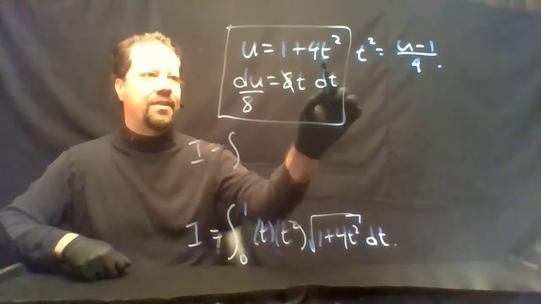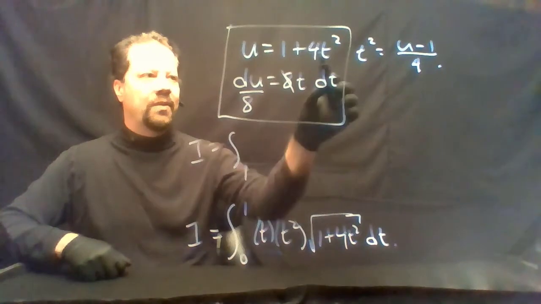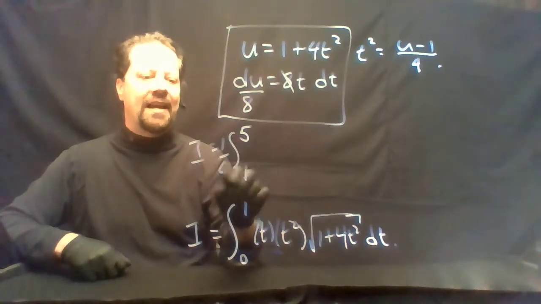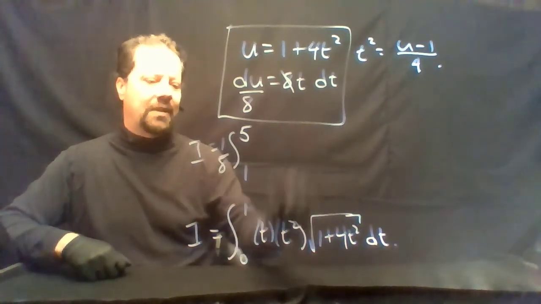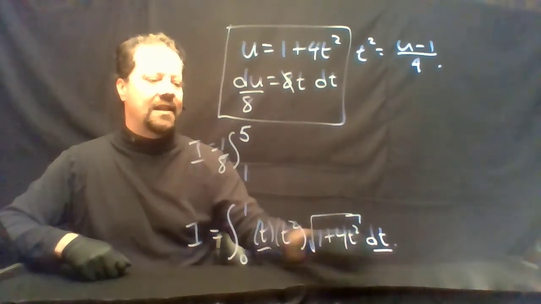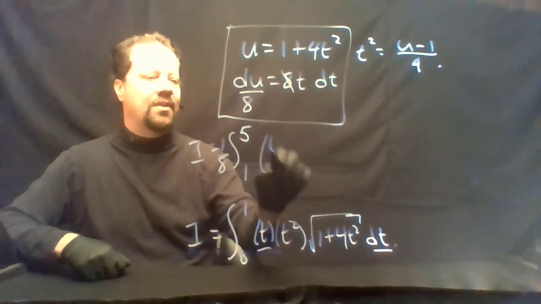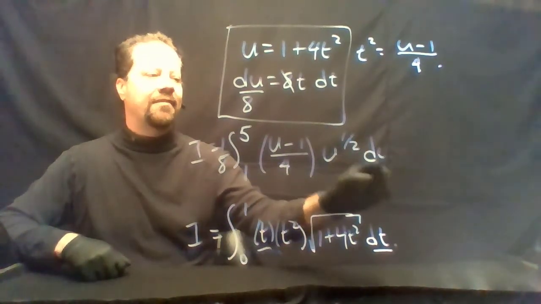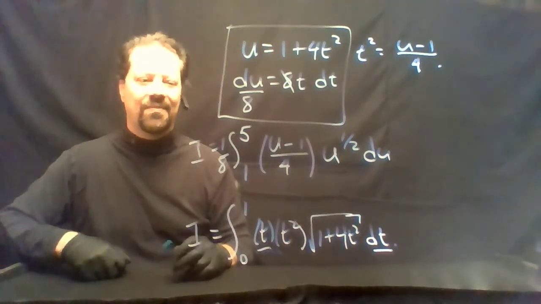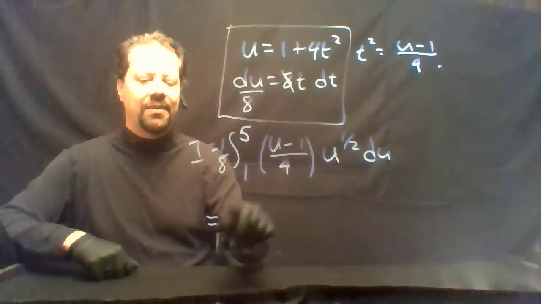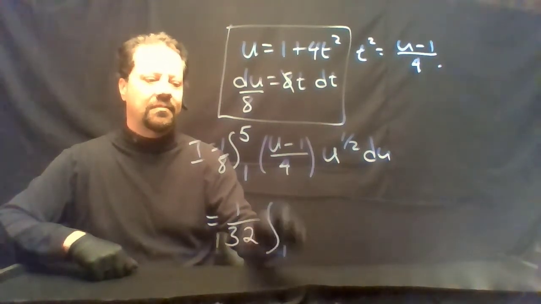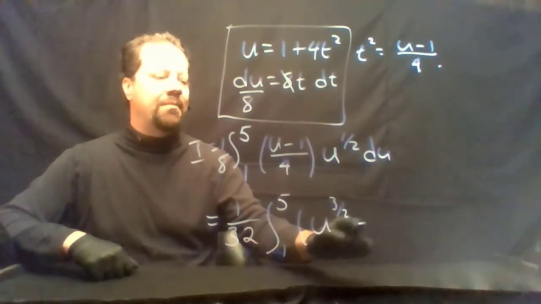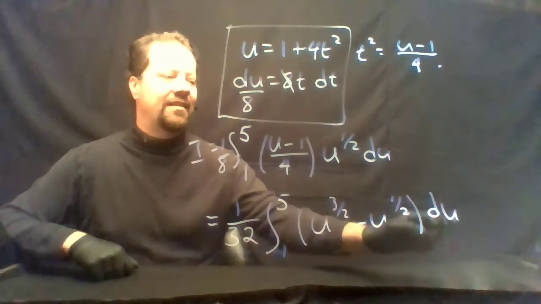When t is 0, u is 1. When t is 1, u is 5. The t dt becomes 1/8 du, and that takes care of the t dt. We still have t squared, that's u minus 1 over 4, and then u to the 1/2 du. 4 times 8 is 32. We'll distribute u to the 1/2. We'll have u to the 3/2 minus u to the 1/2 du.